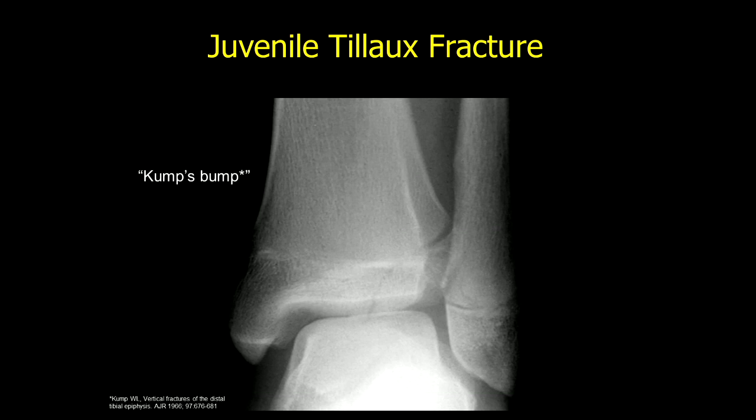The juvenile Tillaux fracture is an example of a Salter-Harris type 3 fracture, and this reflects the anatomy during physeal closure. In most bones, the physis closes from a central to a peripheral location. However, in the distal tibia, the physeal closure begins at the anteromedial portion of the distal tibia in what's known as Kump's bump over the medial talar hump. And because of this physeal closure pattern, a Salter-Harris type 3 fracture courses through the epiphysis, but always goes out laterally because that portion of the physis remains patent. So here we have an example of a classical juvenile Tillaux fracture.